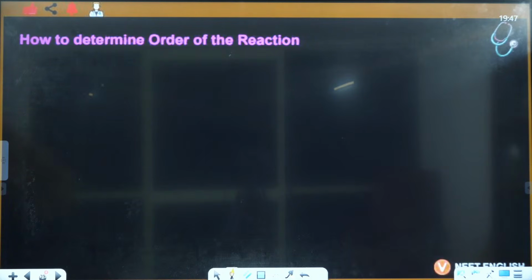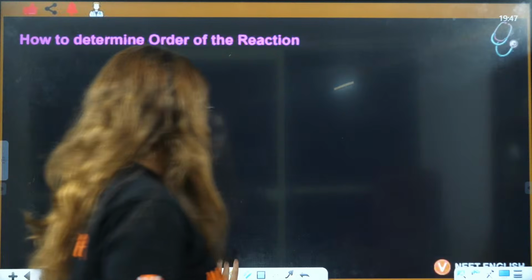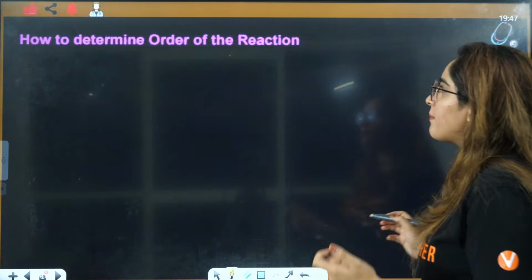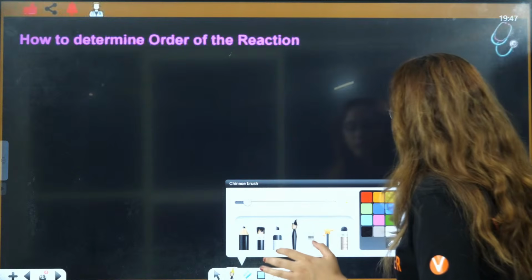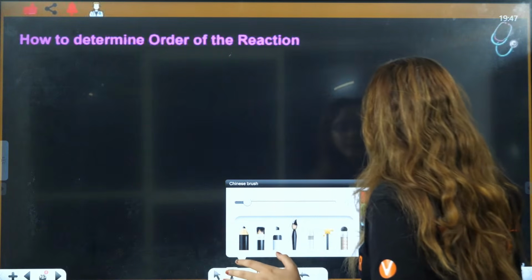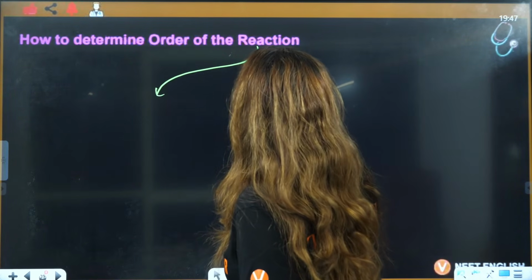Ready, everybody? How to determine order of the reaction. Yes, everyone? Let's do this. If I talk about order of the reaction, they will give you so many different ways.